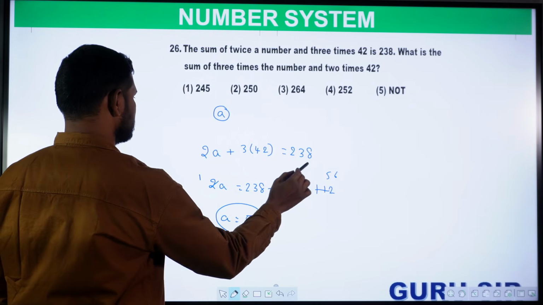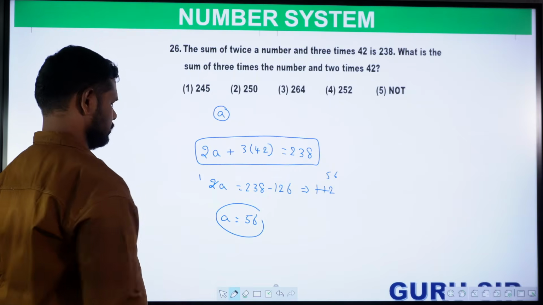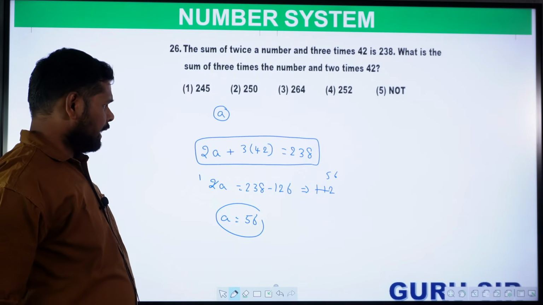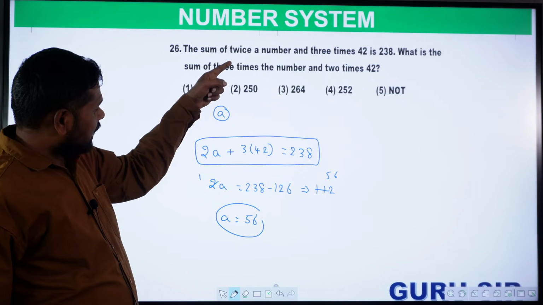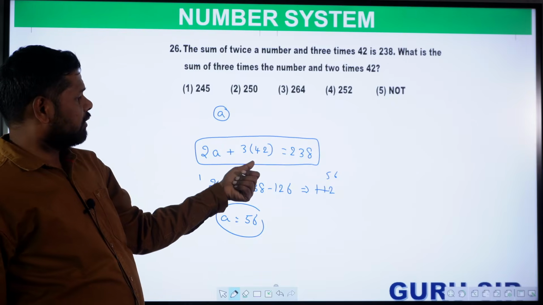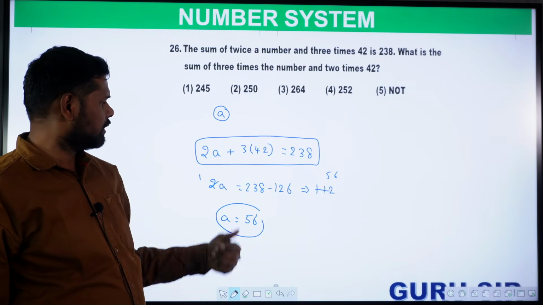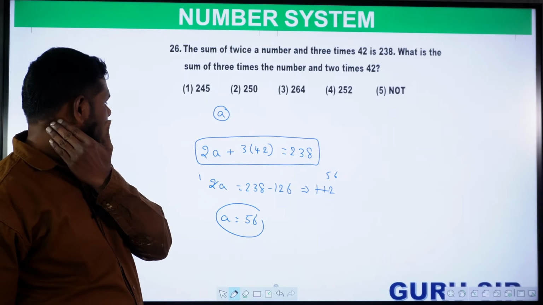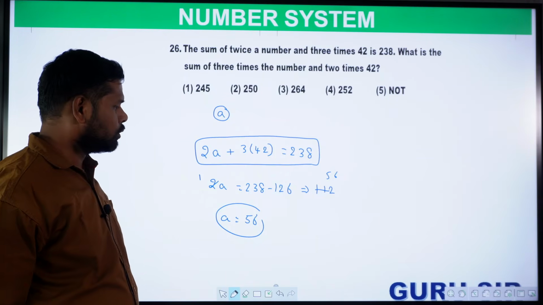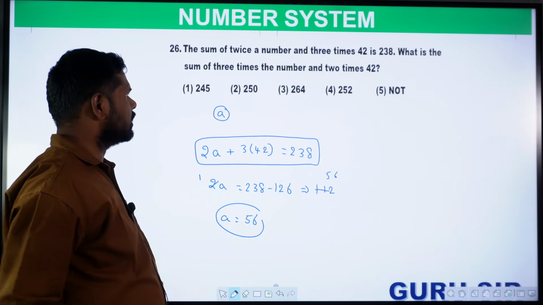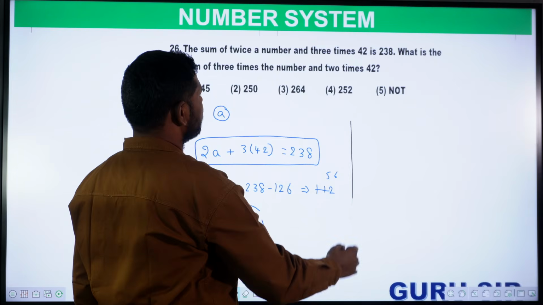Based on the first sentence, twice a value and 3 times 42 is given. 3 times 42 means 126. So on that side, 126 subtracted from 238, we get 112. So the value is 56.